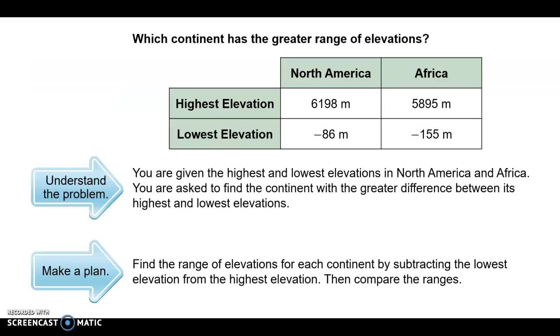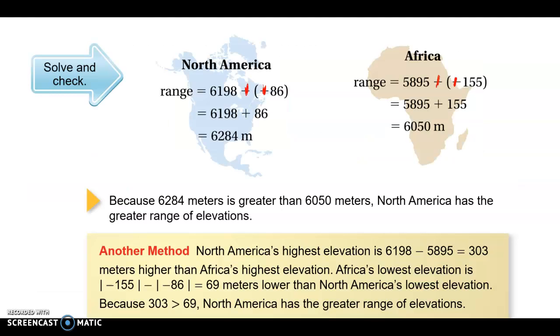So again, looking at that, to find the range, basically write those as a subtraction, and that is a subtraction problem. And then it tells you another method. Says North America's highest elevation is 6,198. Africa is 5,895. So you subtract it and get 303. Then you subtract the lowest, you get the 69. And since you know 303 is greater than 69, North America has a greater range. I like doing it the first way.